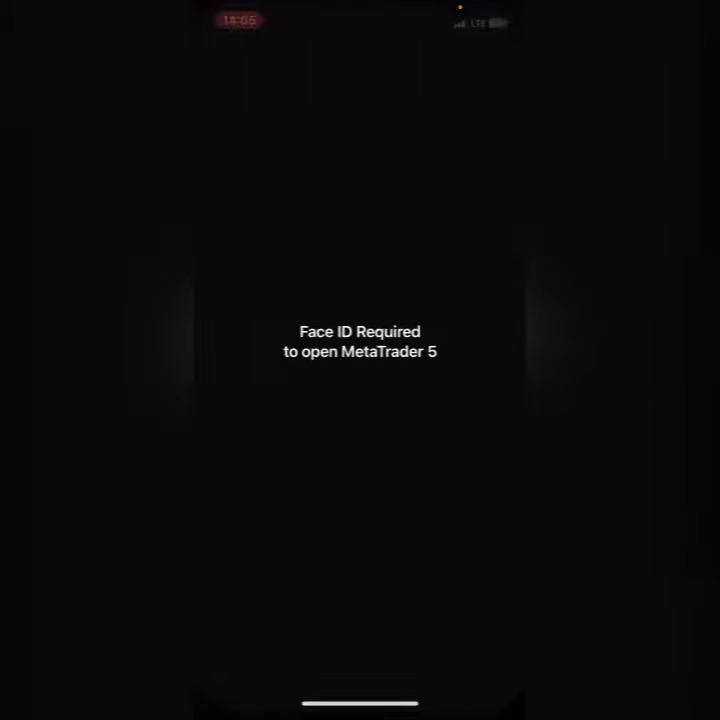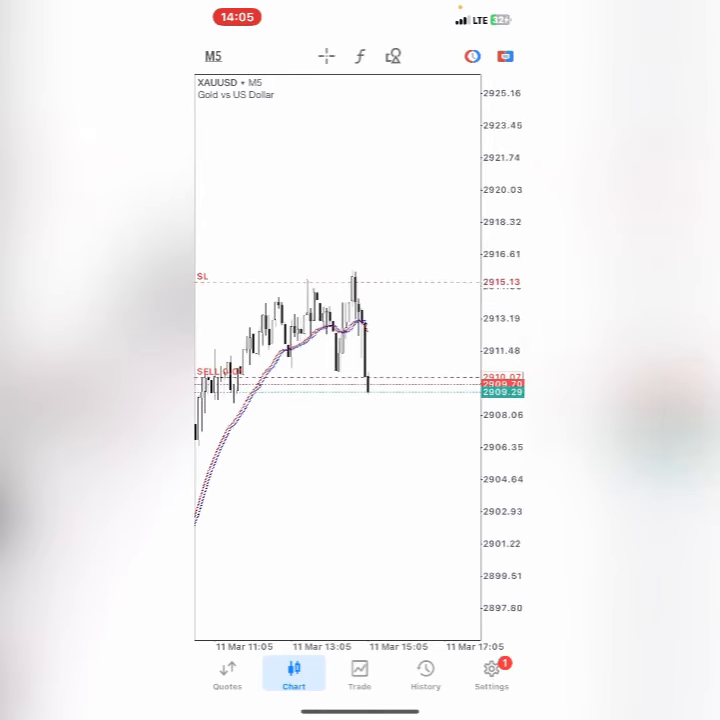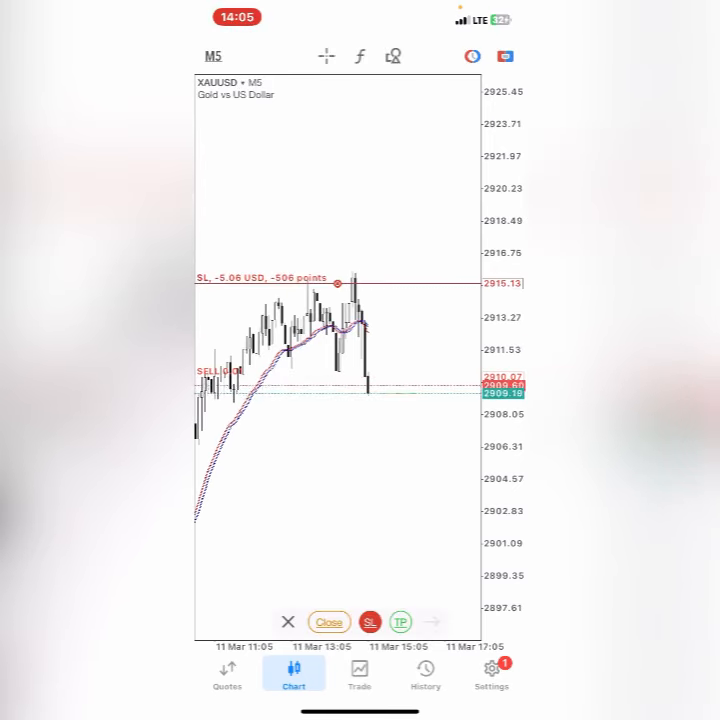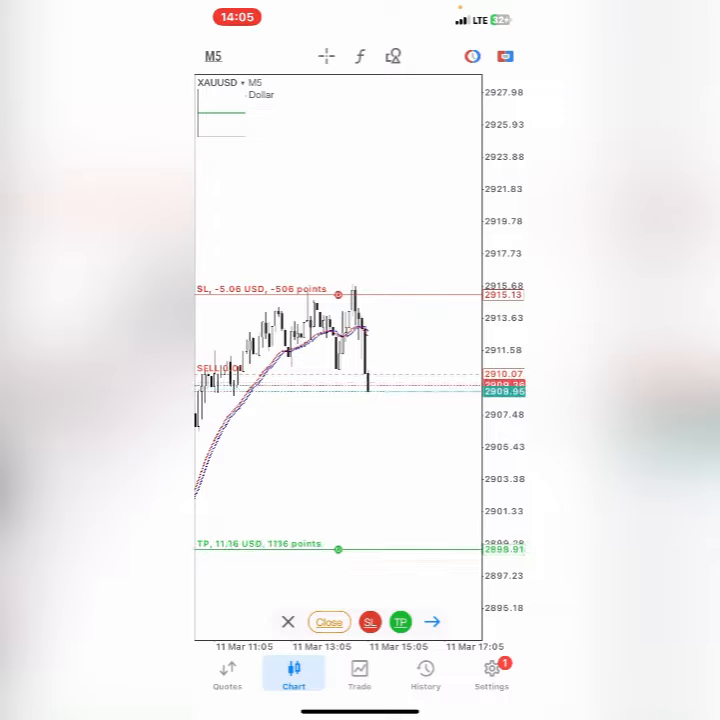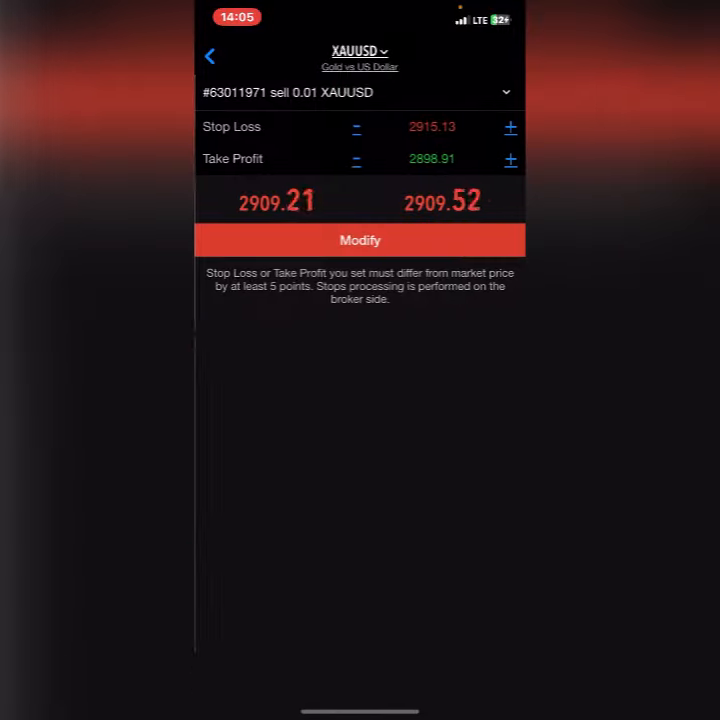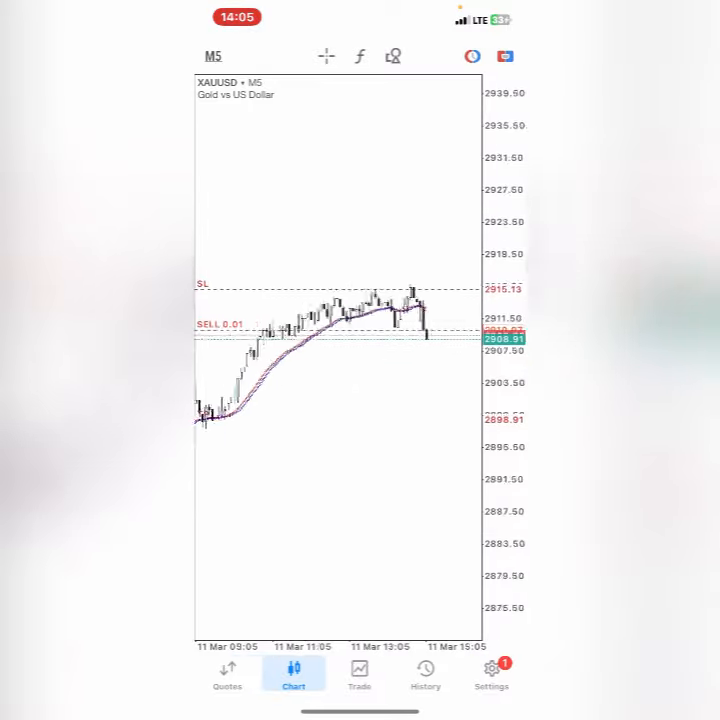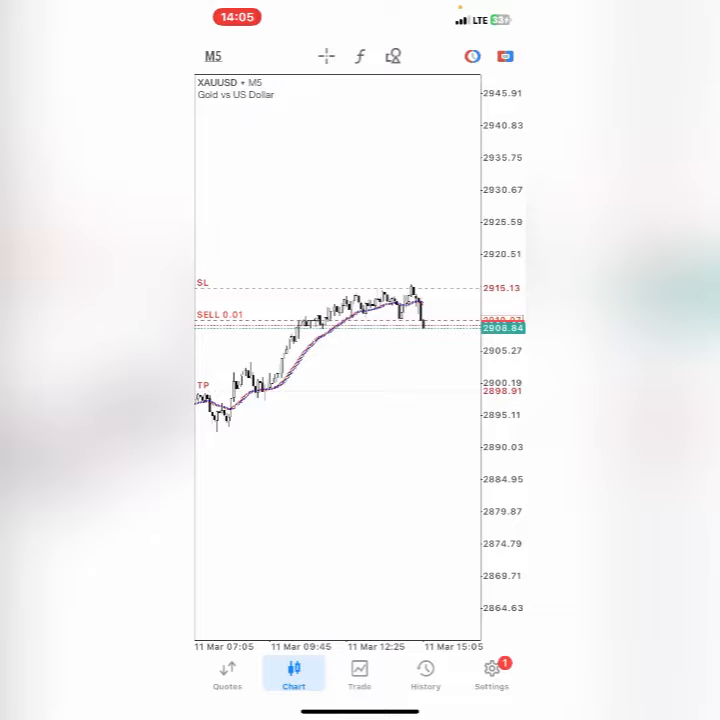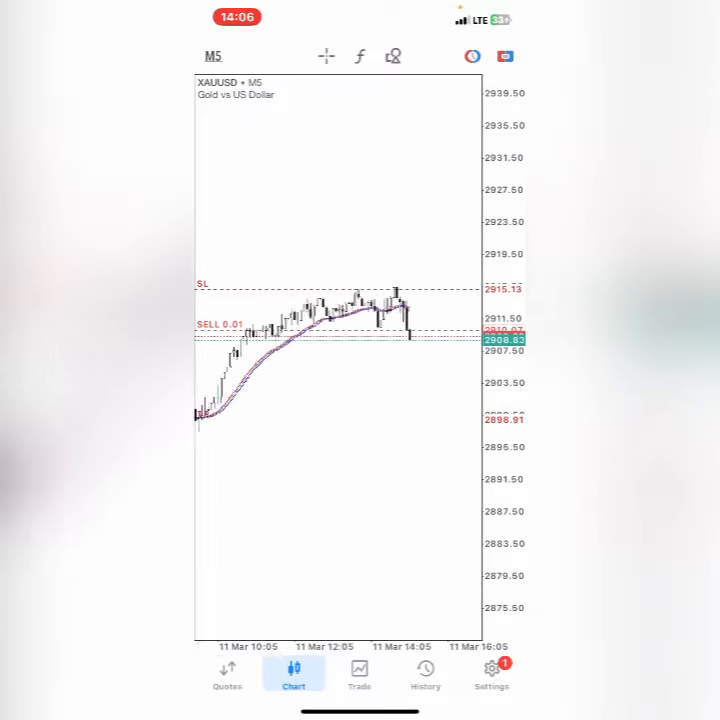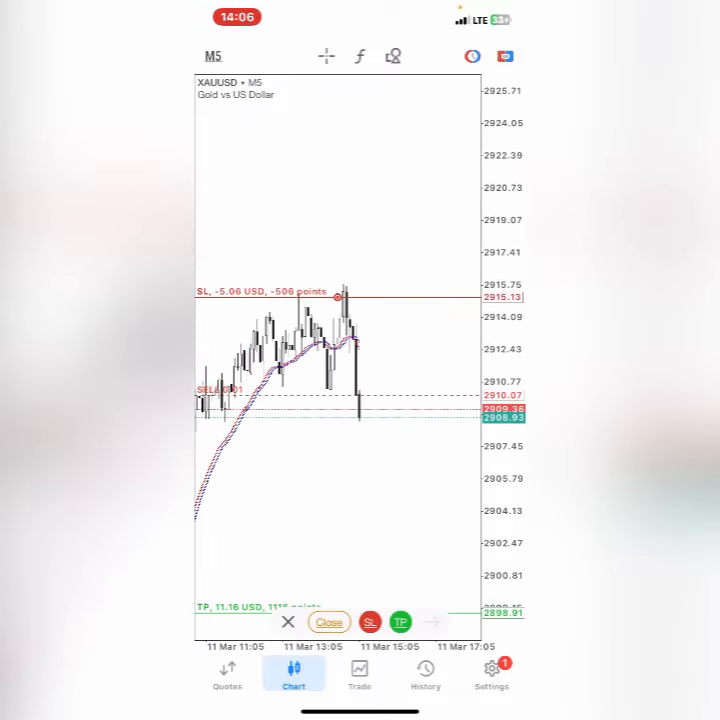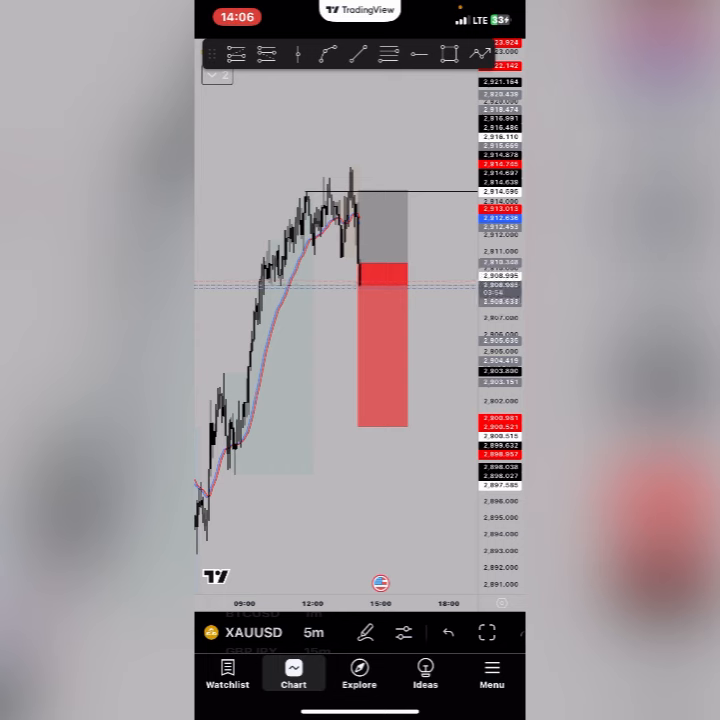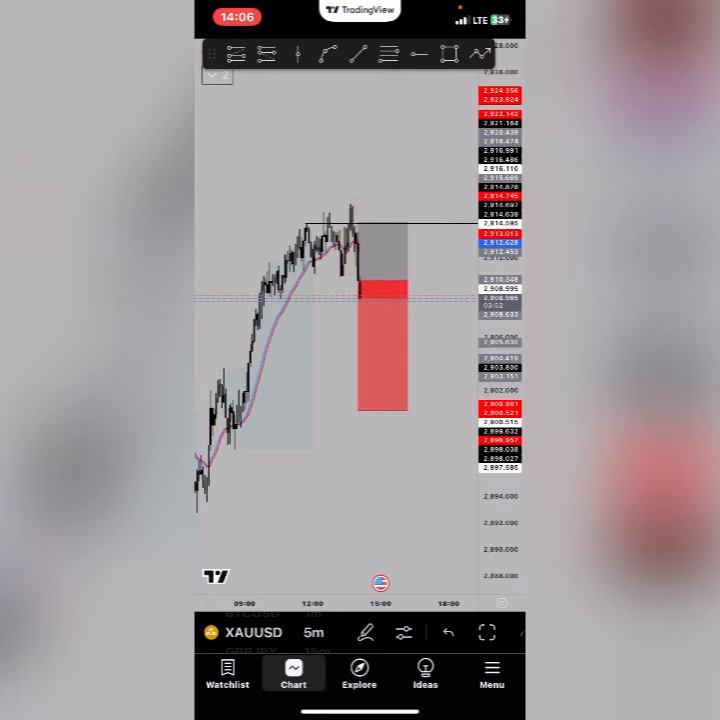Let me set my TP. Yeah, so right there. So I'm going to be taking my TP right there. So let's see how this plays, right? Yeah, I'll keep you guys updated.